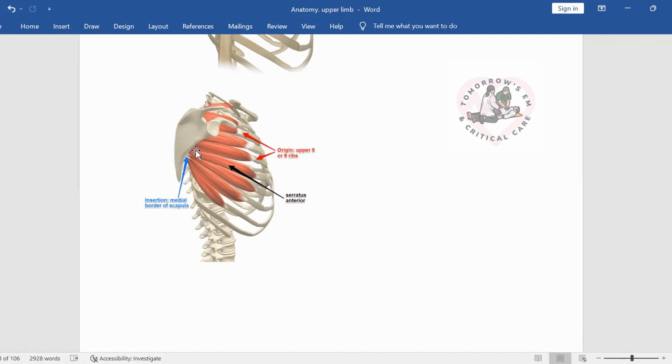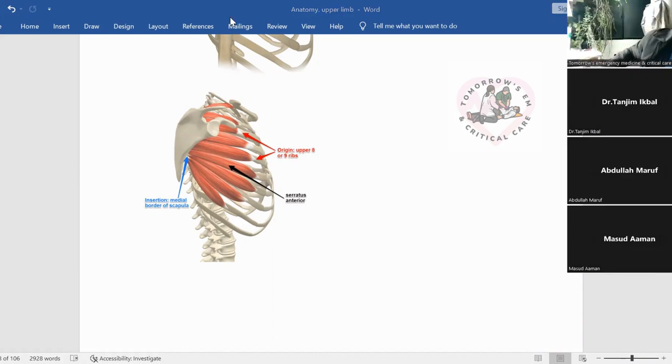If there is any lateral chest trauma, say for example you fall down like this, with a blunt chest trauma in this portion, there will be abrasions and bruises, and there is medial winging of the scapula. The most common cause is blunt chest trauma to the lateral chest wall.